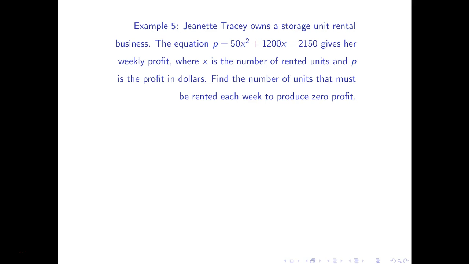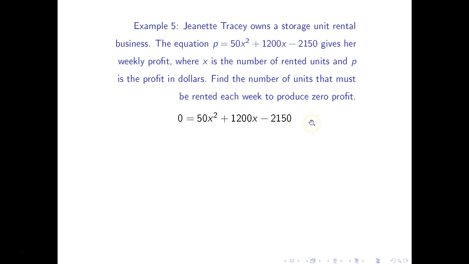So in this application, notice it even gives me an equation. X is the number of rented units, P is the profit. And then it says find the number of units that must be rented each week to produce zero profit. It says zero profit. Well, profit's P, so where does zero go? Right there. And sure enough, I get 0 equals 50x squared plus 1200x minus 2150.